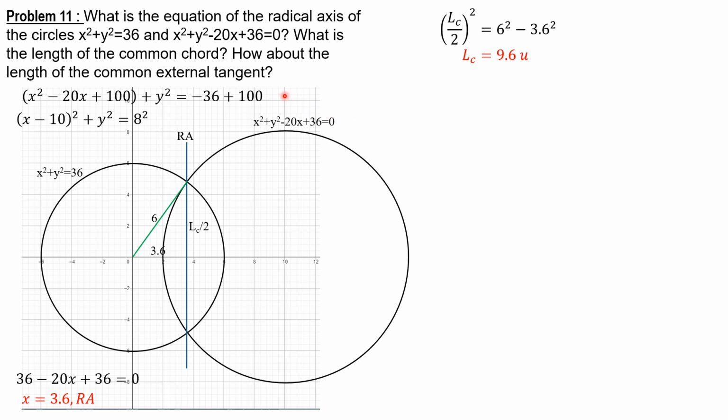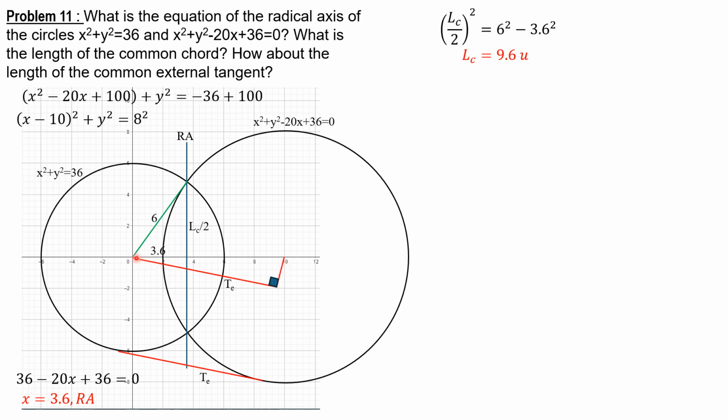Then how about the length of the common external tangent? This is the external tangent. We draw a line from the center of the smaller circle parallel to this, so that we can analyze the length of the common external tangent. So this is the length of the common external tangent.